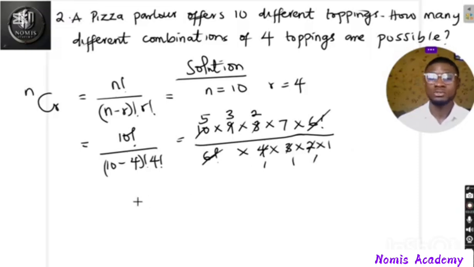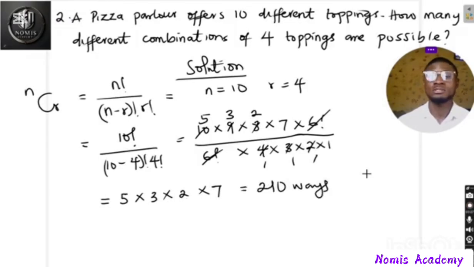So let me take the numerators as my final answer. That's 5 multiplied by 3 multiplied by 2 multiplied by 7. So 5 times 3 is 15. 15 times 2 is 30, and 30 multiplied by 7 is 210. So there are 210 ways in which I could select 4 toppings from the offered 10 different toppings in the pizza parlor.